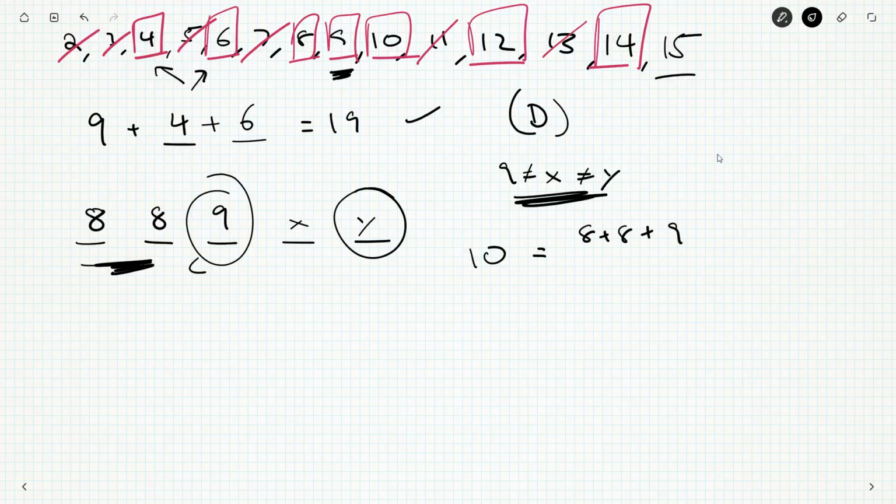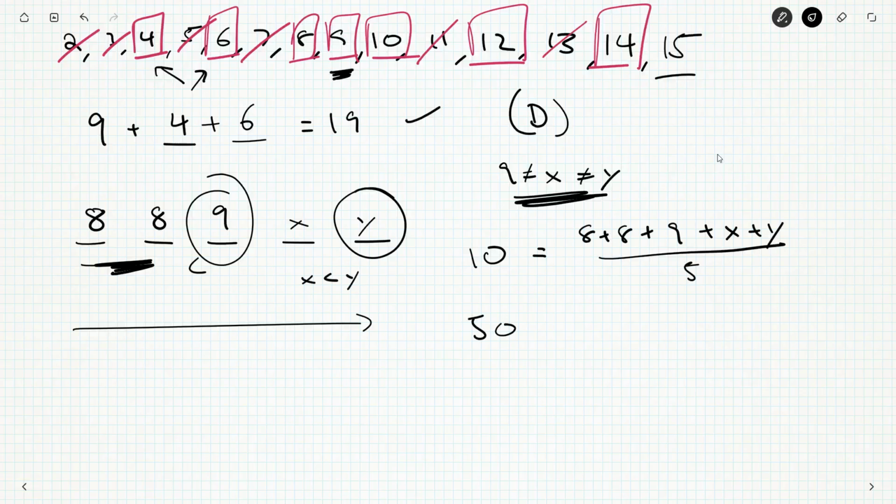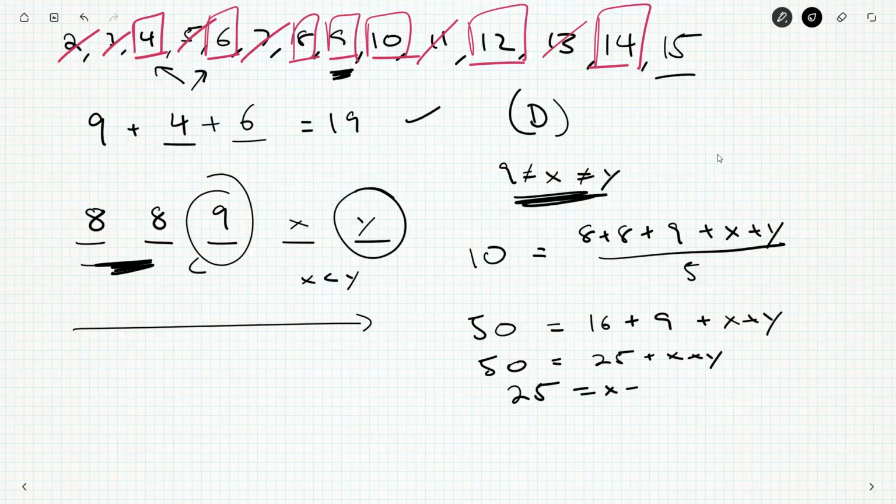How do we calculate mean? We add everything up and divide by how many there are. Okay, and here I'm saying X is less than Y. I've sort of ordered these, if that wasn't already clear. So we got 50 is 16 plus 9 plus X plus Y. 50 is 25 plus X plus Y. And so that's going to have to be 25 is X plus Y.